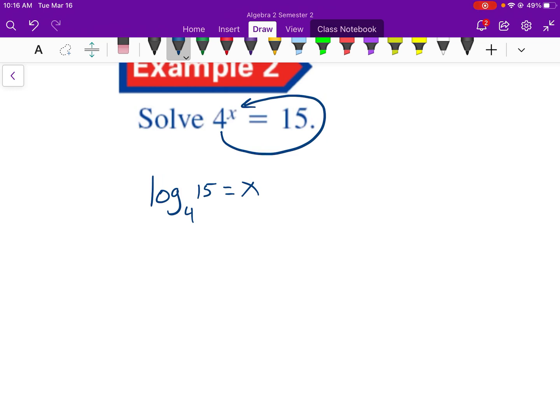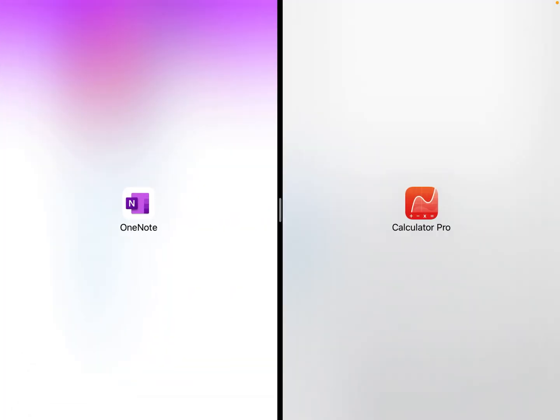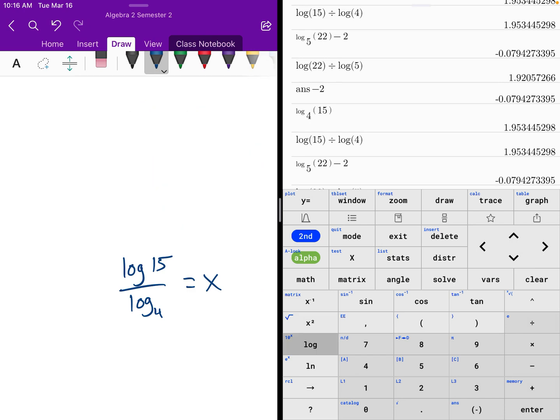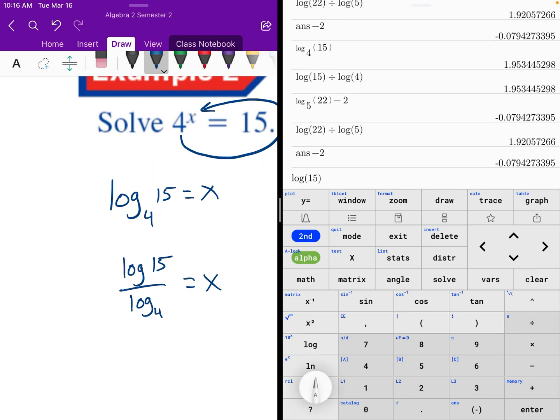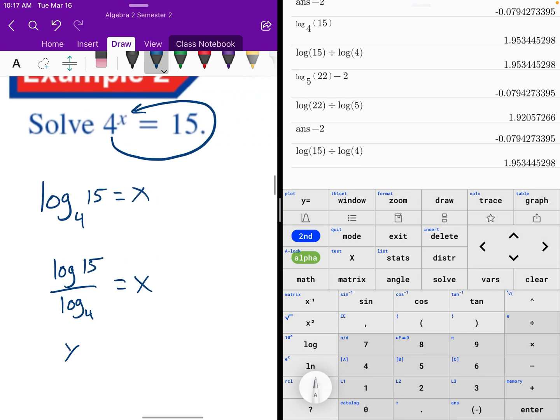Now, there are two ways to approach this. You can use your change of base: log of the argument over log of the base. By doing that, you are able to just use the log button on your calculator. So in this case, log of 15. Now remember, make sure to get outside of that parentheses because your argument is 15, divided by log of 4. And we'll get x is equal to 1.95, rounded to the hundredths.